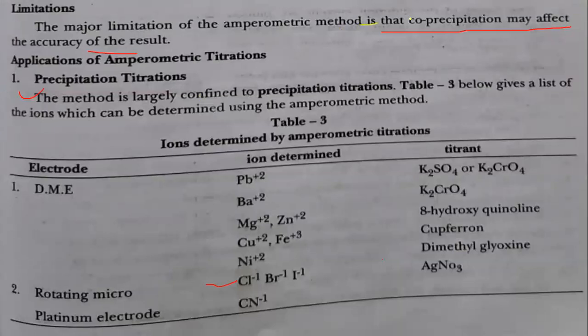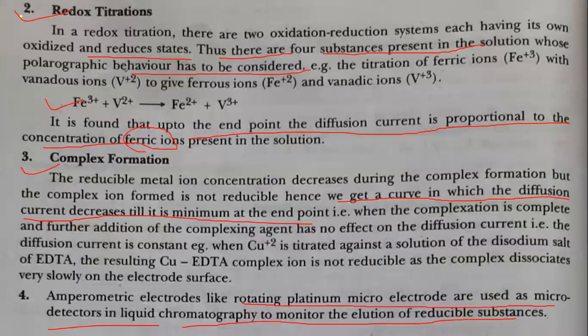The limitation is only co-precipitation, which occurs simultaneously if two metal ions are getting precipitated. In that case there may be the error. Okay, now the precipitation titration, in DME we can study these metal ions. All these are given, for which these are the corresponding titrant. Okay, with the help of rotating micro electrode, these negative species can also be determined with the help of AgNO3. This is the advantage of using rotating platinum electrode.